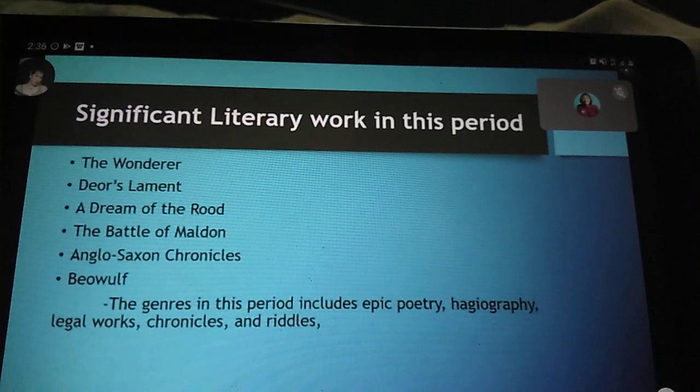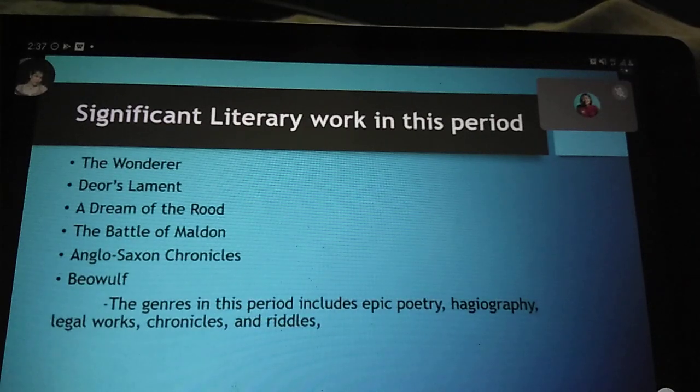We have the Wanderer, Deor's Lament, A Dream of the Rood, The Battle of Maldon, Anglo-Saxon Chronicles. This literature is the single most important source for the history of England. In Anglo-Saxon times, it is the chronological account of events in Anglo-Saxon and Norman England. A compilation of 7 surviving interrelated manuscript records that is the primary source for the early history of England.